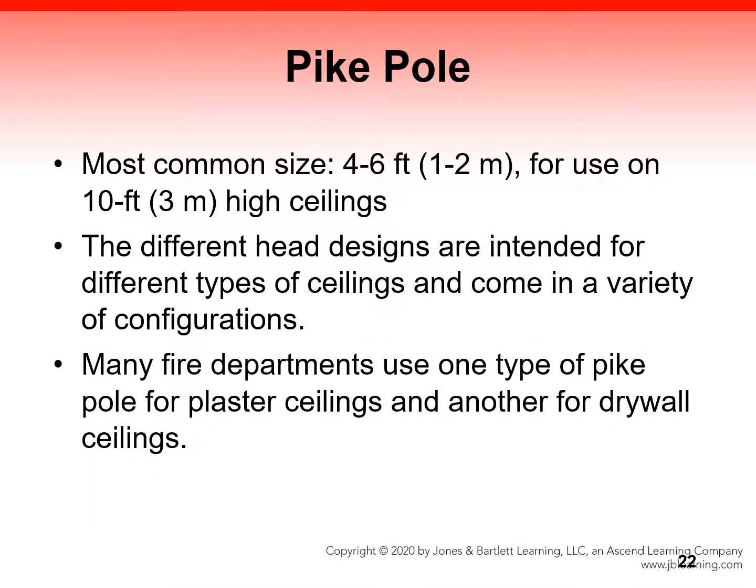Closet hooks, intended for use in tight spaces, are commonly 2 to 4 feet long. Some pike poles are equipped with handles as long as 12 or 14 feet for use in rooms with very high ceilings. Others may have a D-type handle for better pulling power. Bring the right size pike pole to a fire. The different head designs are intended for different types of ceilings and come in a variety of configurations. Many fire departments use one type of pike pole for plaster ceilings and another for drywall ceilings.